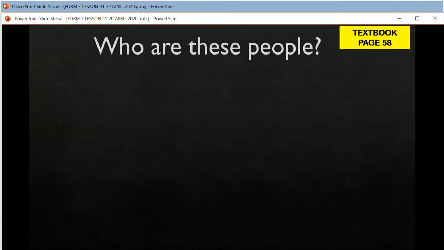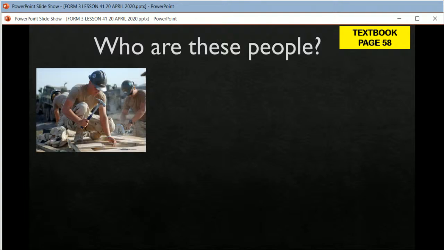Now, who are these people? Who are these people? I don't know who these people are. The first picture. Who are these people? Man worker, right? Fong said man worker. Any more? Constructors. Ruth, construction workers, right? Engineer, okay. Construction worker, all right.